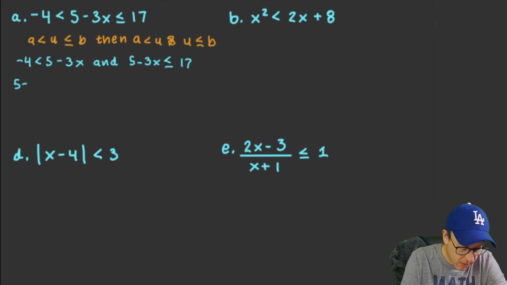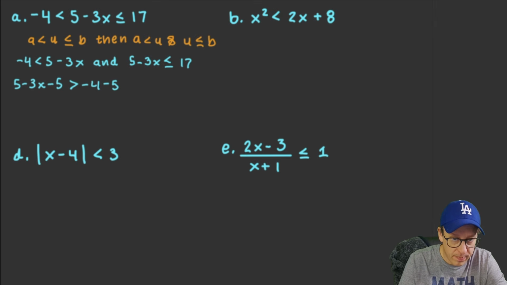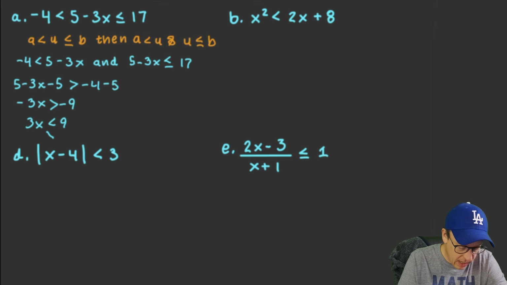Well, this will be 5 minus 3x minus 5 greater than -4 minus 5, and -3x greater than -9. Well, we need to multiply by -1, which means we need to flip. So this is going to be 3x less than 9, which means that x is less than 3.